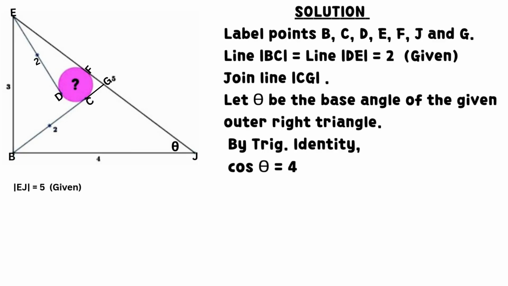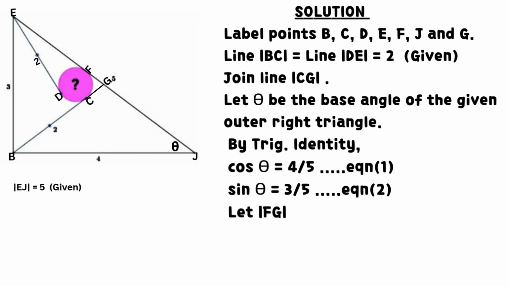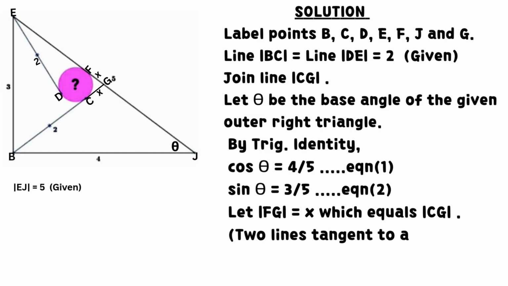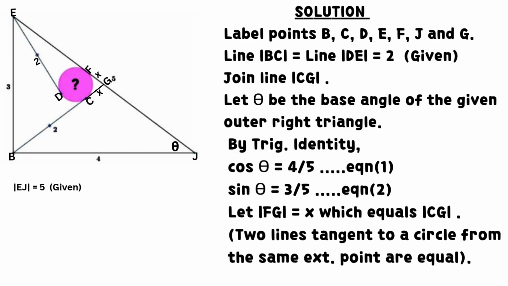By trigonometric identity, cosine θ equals 4 divided by 5. We call it equation 1. Also, sine θ equals 3 divided by 5. We call it equation 2. Let FG equals x, which equals line CG. It is because two lines tangent to a circle from the same external point are equal.